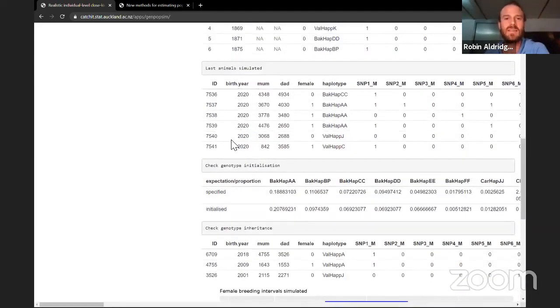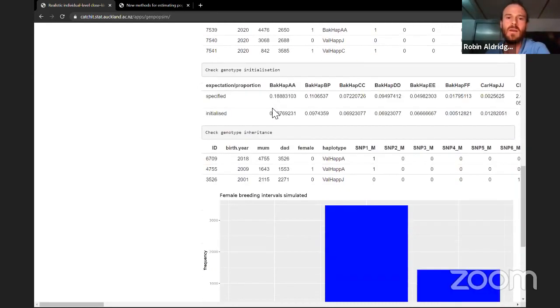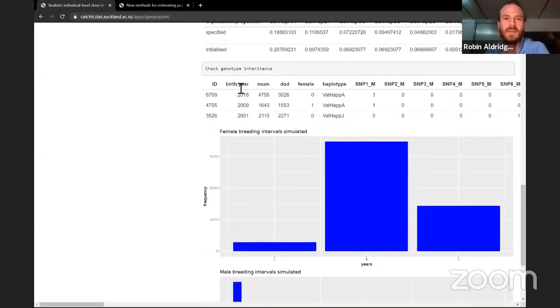Here you can see the last animals simulated are all born in 2020, and now we have the IDs of their parents. We can check that the genotypes have been initialized according to the distributions that we specified, and we can check that genotypes are being inherited as they should be.